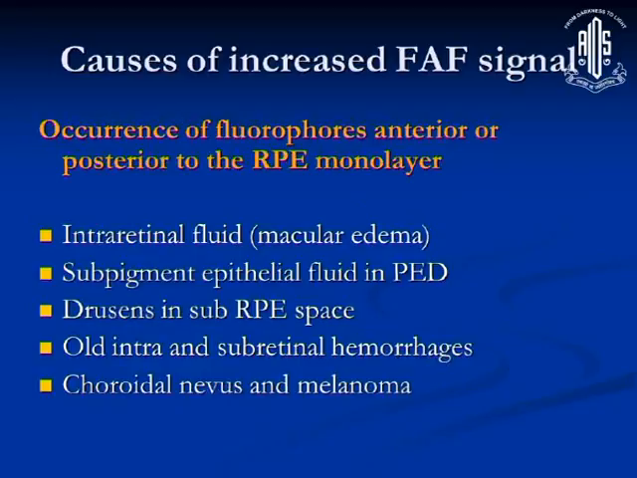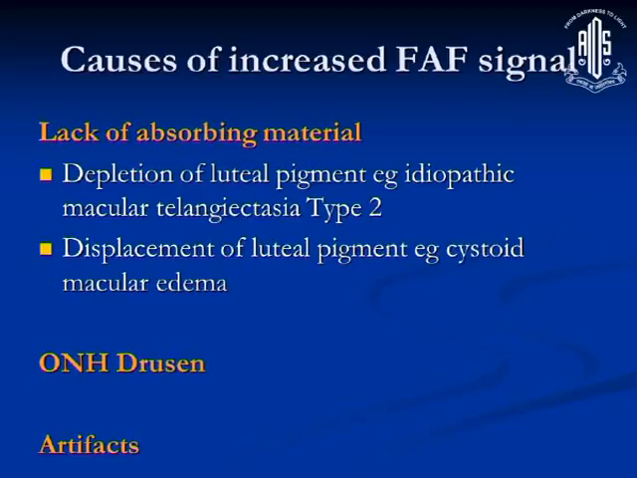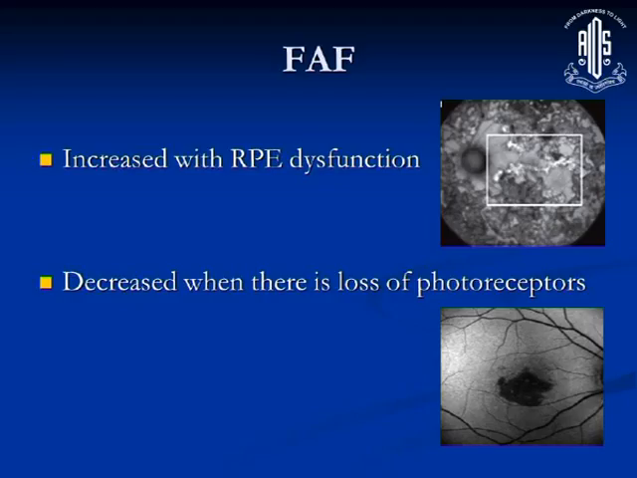Again, there's the occurrence of fluorophores anterior or posterior to the RPE monolayer, like intracellular fluid, subpigment epithelial fluid and PED, like drusen. Also when there's a lack of absorbing material, as in ONH drusen, and of course artifacts. So the basic point that we should remember, the summary of it, is that it's increased when there's RPE dysfunction, and it's decreased when there's loss of photoreceptors.